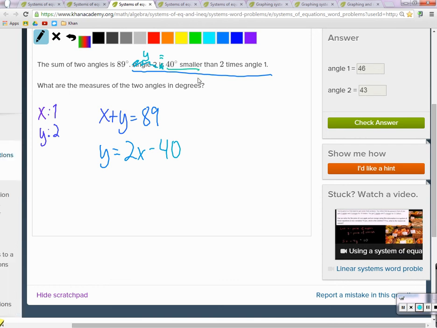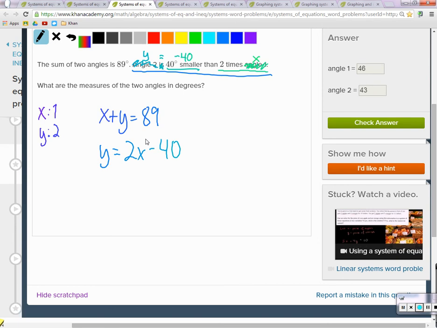So this is subtract 40 from something. Not 40 minus something, right? Subtract 40 from something. 40 smaller than what? 2 times angle 1. What's angle 1? X. Right? Take just a second or two and realize that they're making a statement about angle 1 and angle 2, and that's what an equation is. It's a statement about the relationship between x and y. Right? So, we have two equations.